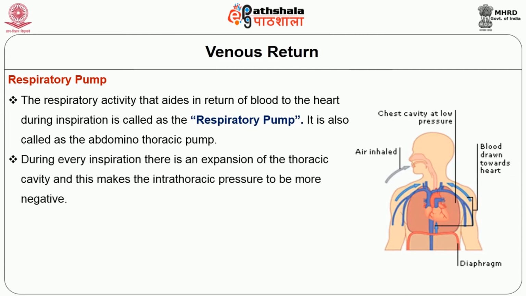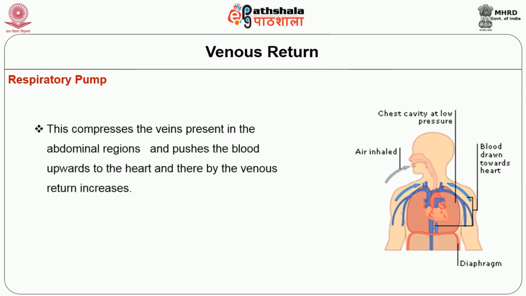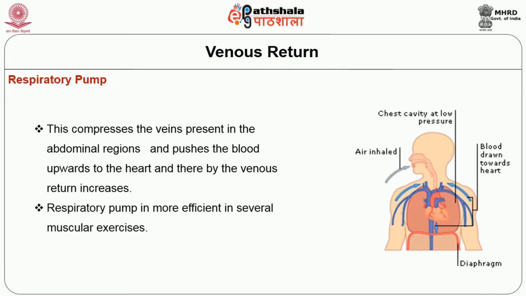During each inspiration, there is an expansion of the thoracic cavity and this makes the intrathoracic pressure more negative. The diameter of the inferior vena cava increases, resulting in increased venous return. At the same time, the descent of the diaphragm vertically downwards causes the intra-abdominal pressure to increase and become positive. This compresses the veins present in the abdominal regions and pushes the blood upwards to the heart, and thereby the venous return increases. The respiratory pump is more efficient in several muscular exercises.